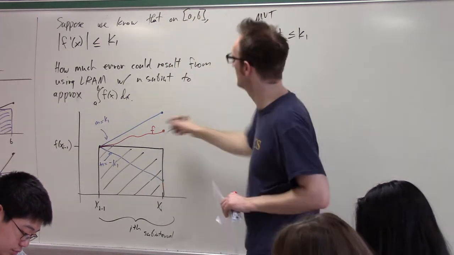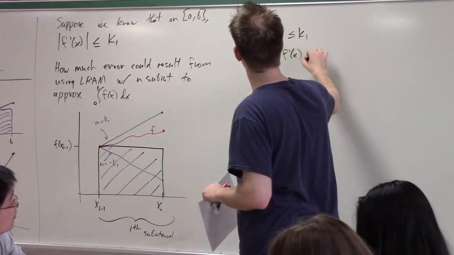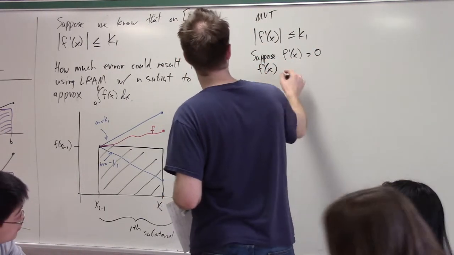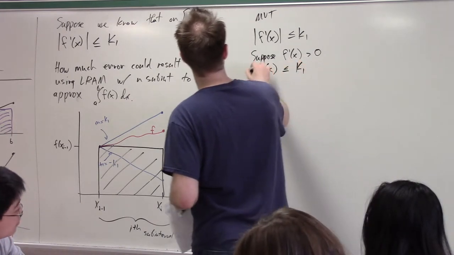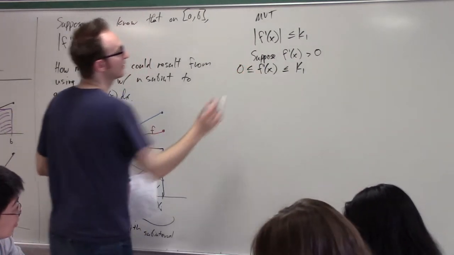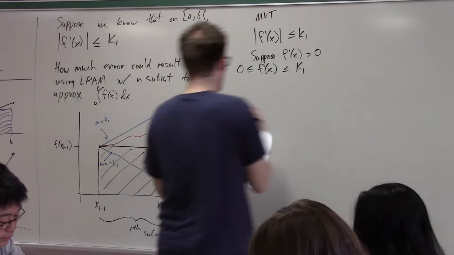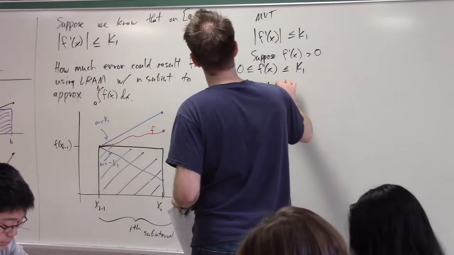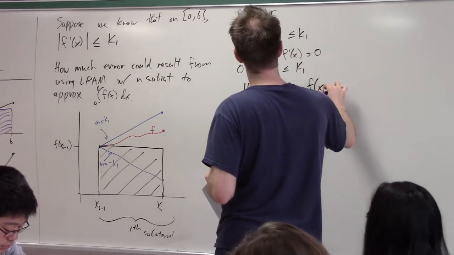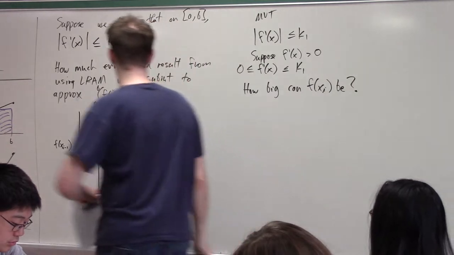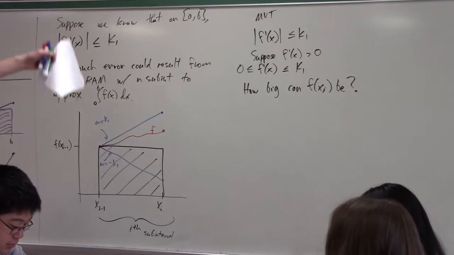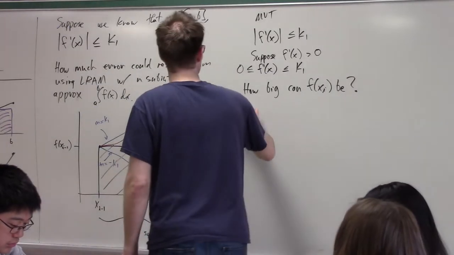So let's just suppose we'll just do the top case. So let's suppose that the derivative is positive. So if the derivative is positive, I'm just going to get rid of the absolute value. So I know that my derivative is somewhere between 0 and k1, let's say. Okay. Now I need to answer the question, how big can f of x sub I be? In other words, if I start here, what's the total amount by which my function could grow, assuming that that's my derivative?